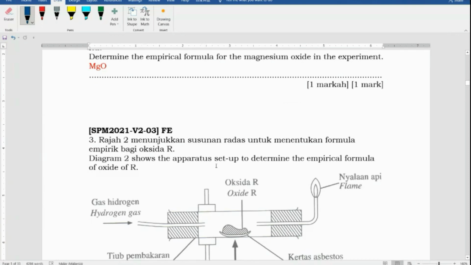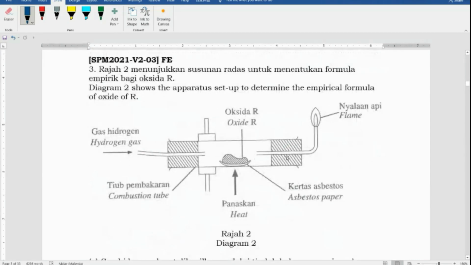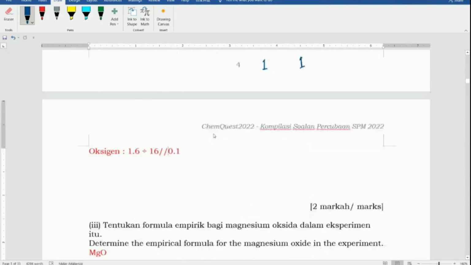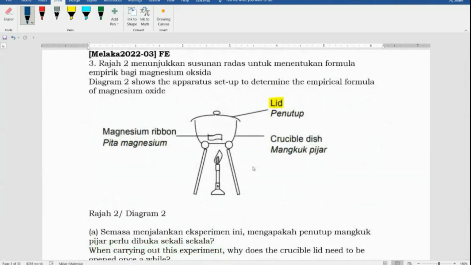Another one, empirical formula for oxide of R. So class, you see, this apparatus and this apparatus, they are different, right? So remember this. Record this down. This apparatus is for reactive metal, like magnesium or zinc. But normally, if you see this one, they will use magnesium.